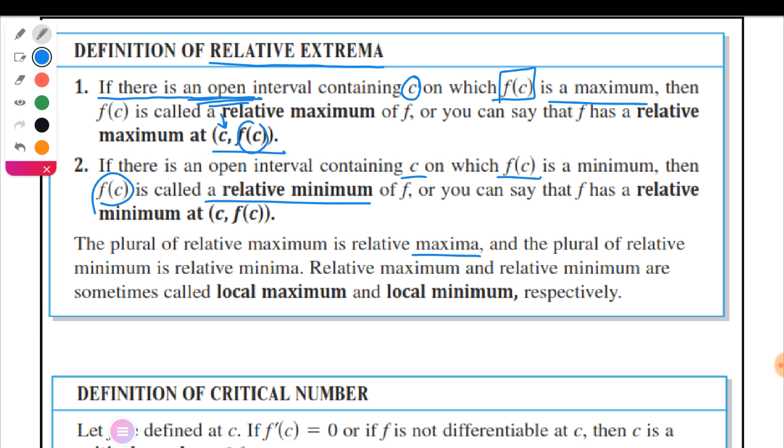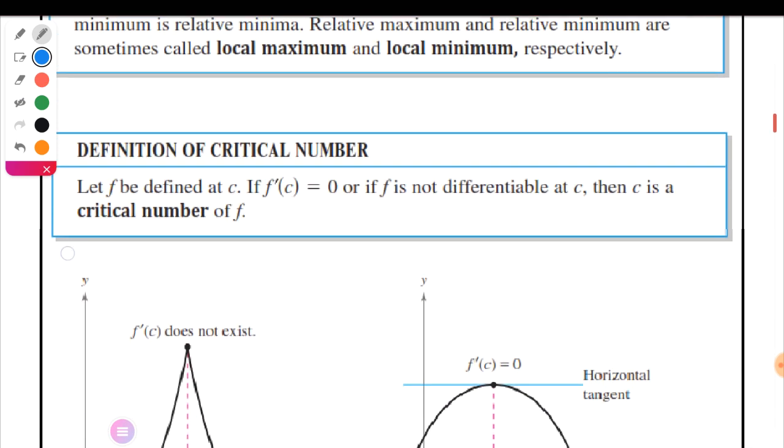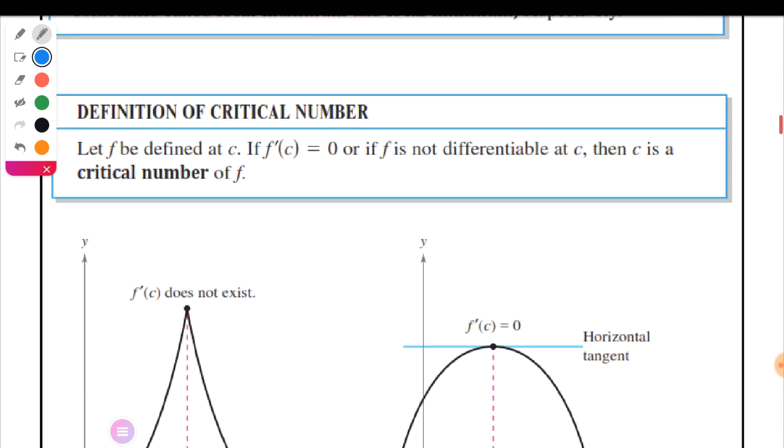Okay, and the plural of relative minima is relative minima. The plural of maximum is maxima and of minimum is minima; this one, maximum, minimum, is for singular. It's a plural, different. And we can name it the relative, also local maximum or local minimum. Clear? Now, the last definition, it is very important.